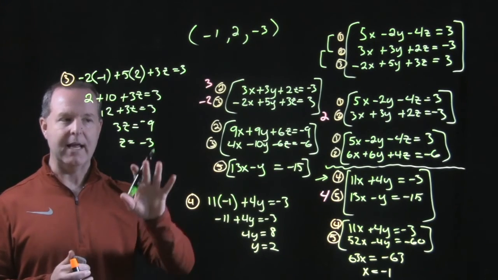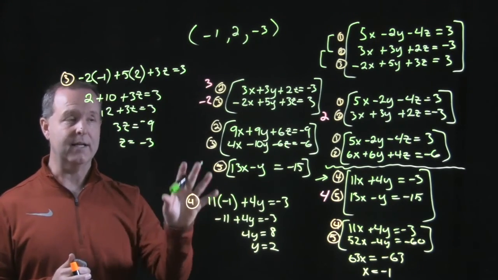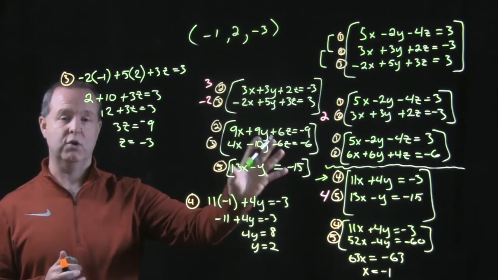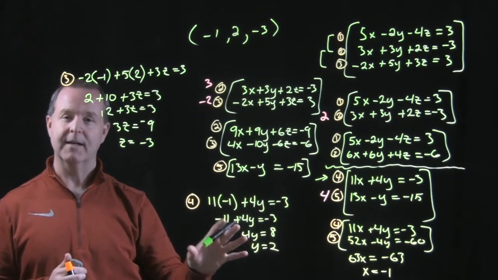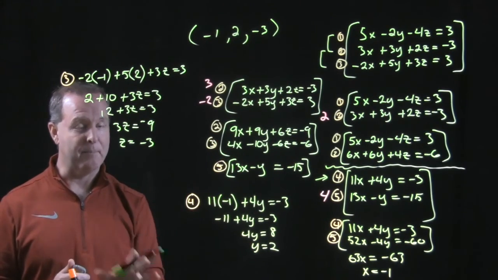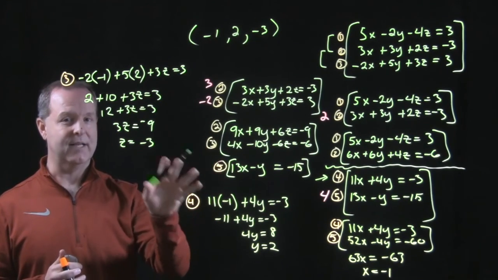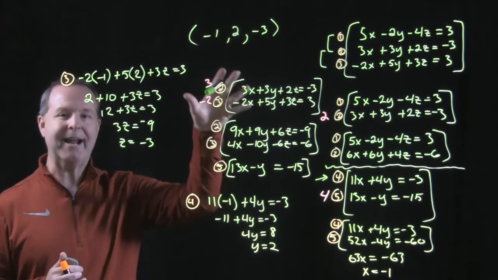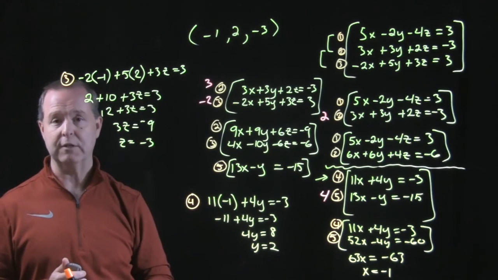Take your time and learn the strategy in reducing a 3x3 to a 2x2 to a 1x1. Take that solution from a 1x1, pop it back into the 2x2. Take those two solutions and pop it back into the 3x3 to get the third solution.